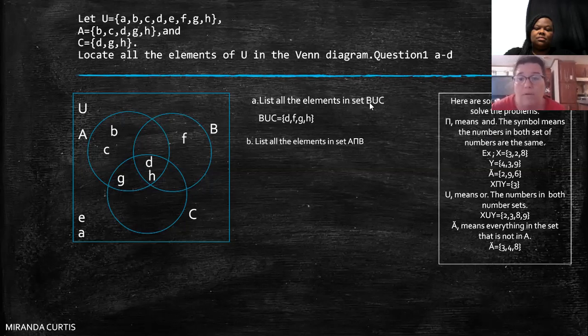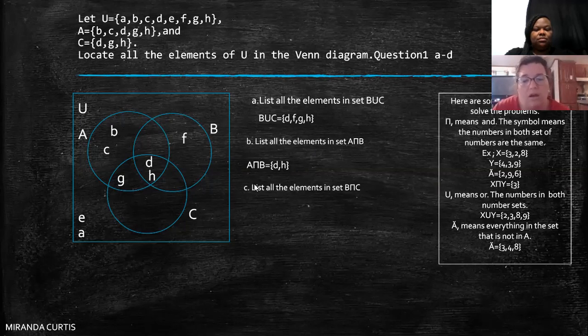So right up here, we have B union C. What's in B union C? We have D, we have F over here, we have G, and we have H because it's in both. It says list all the elements in A, and then we have our little N here. That means it intersects B. If we look up here in A and B, we have D and H right here, in that little section.